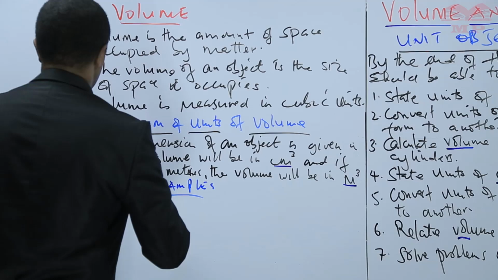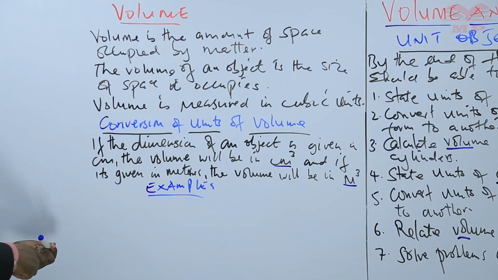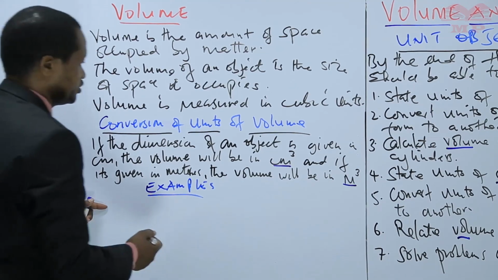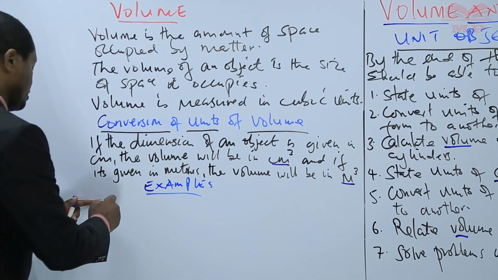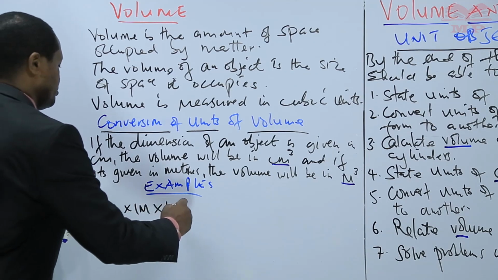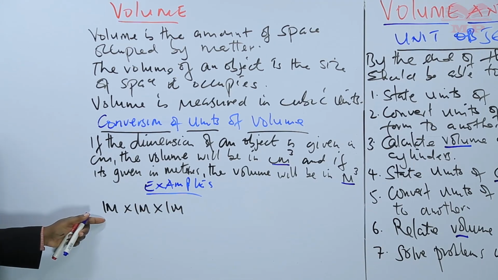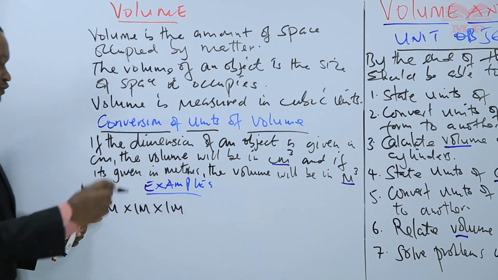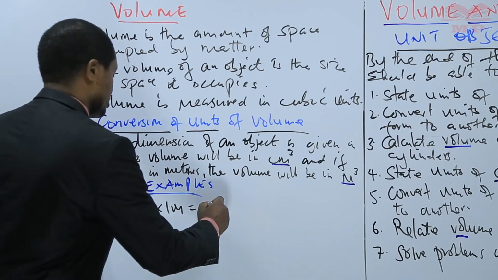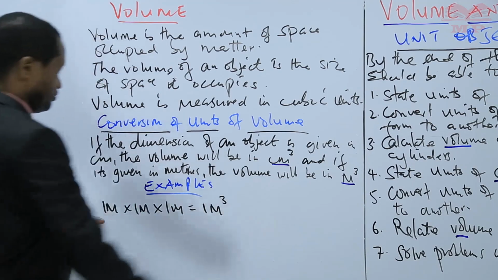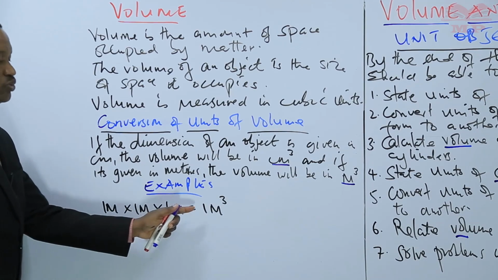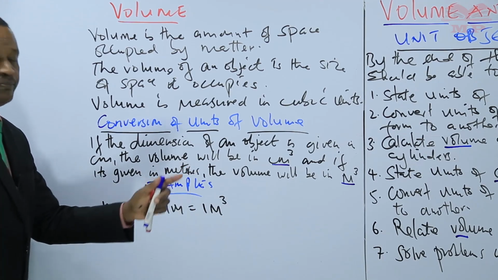Examples of, say, 1 meter. If the dimension of an object is 1 meter by 1 meter by 1 meter, then the volume will be equal to 1 cubic meter, because 1 meter times 1 meter times 1 meter is equal to 1 cubic meter.